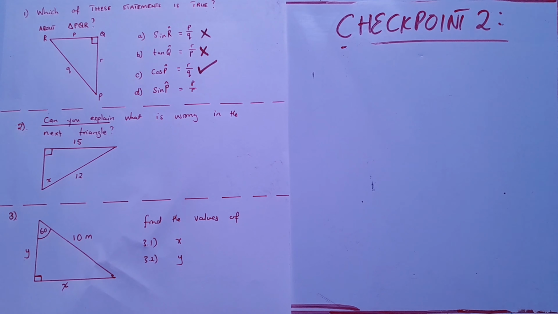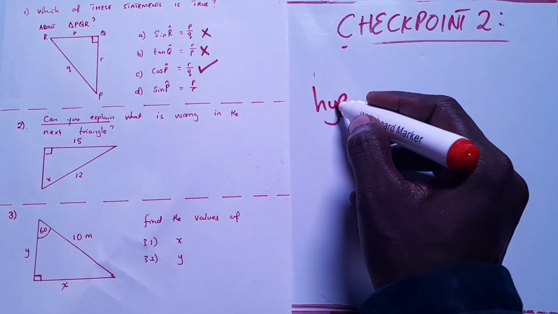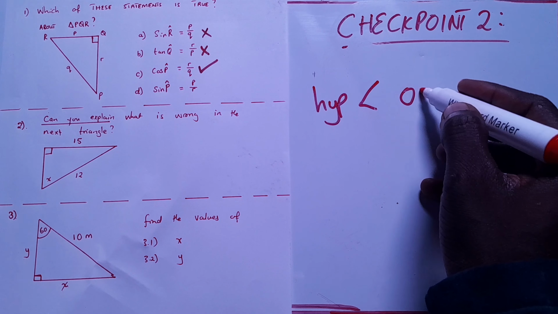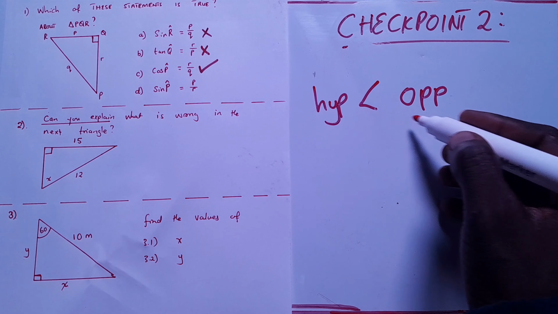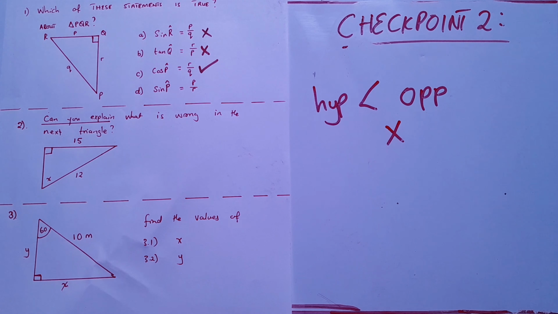We can say that the hypotenuse is smaller than the opposite side. When this happens, it means that it is wrong. This is the one that is causing this triangle to be wrong, because our hypotenuse is smaller than another side. You know that our hypotenuse always has to be the longer side. Can you see that? Yes.